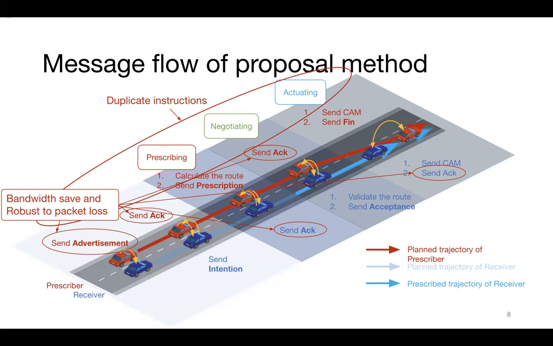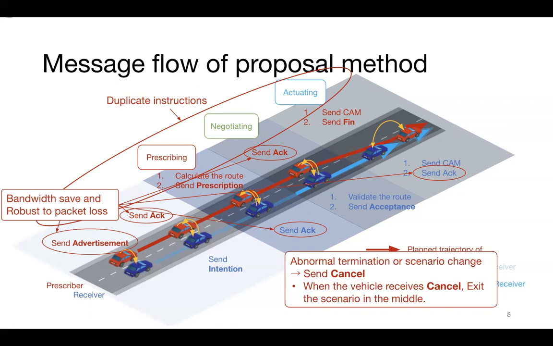Finally, it can correspond to abnormal situations or future trajectory changes. This is because vehicles must send the cancel message in an abnormal situation, and when a vehicle receives it, the vehicle returns to the normal situation. From the above, this method meets all of the requirements.